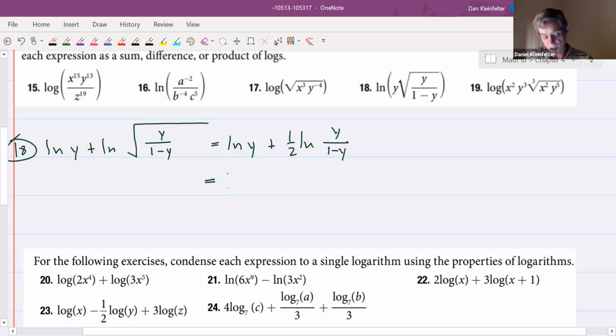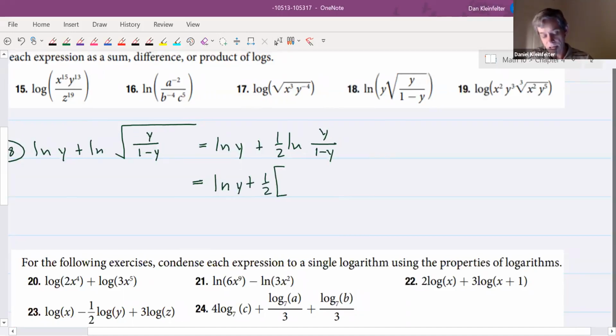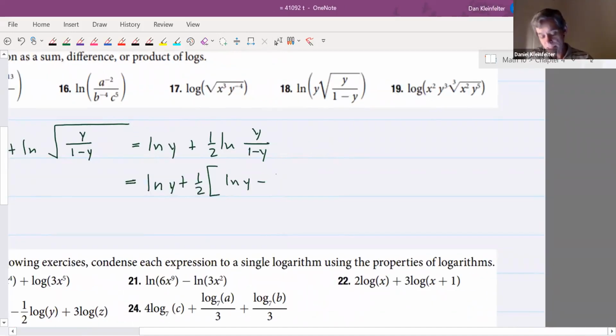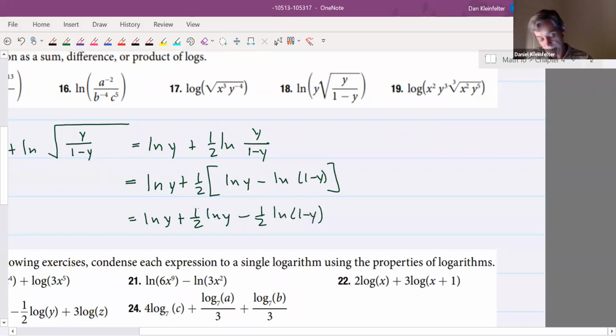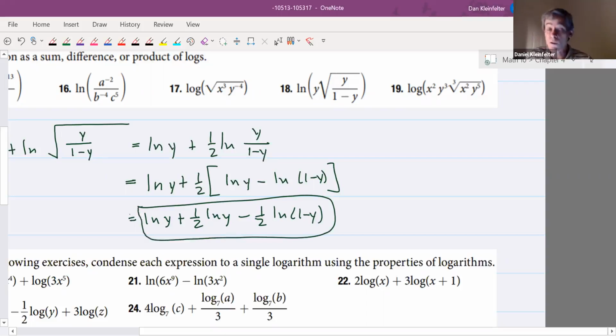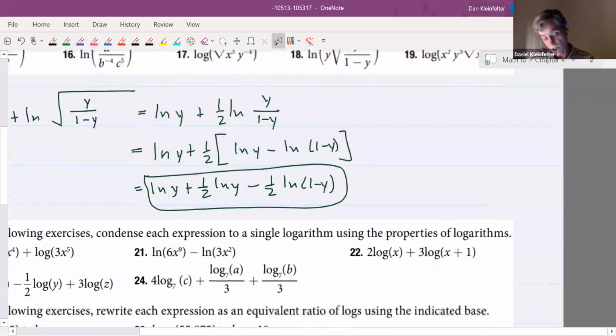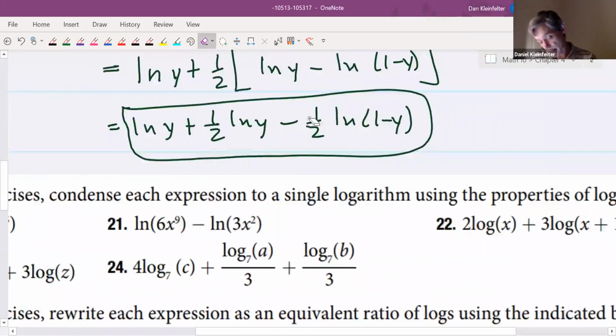So we'll have natural log y plus 1/2, let me stick some brackets there, natural log y minus natural log 1 minus y. Okay, and then let me go ahead and distribute that 1/2 now to get rid of those brackets. So we'll have natural log y plus 1/2 natural log y minus 1/2 natural log 1 minus y. And then again, you're not going to do anything to the natural log 1 minus y because there's no rule about a log of a difference. So that is as good as it gets.